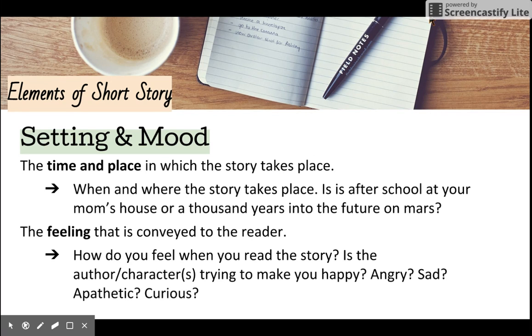So the mood is the feeling that is conveyed to the reader. So how do you feel when you read the story? Is the author or the characters trying to make you happy, angry, sad, apathetic, curious, or any of the other emotions that you can think of?